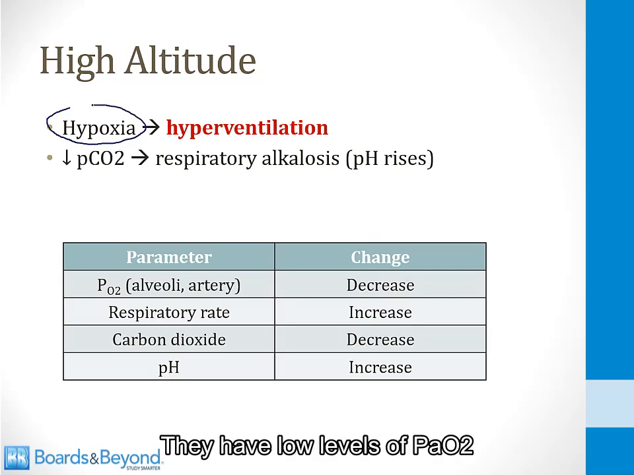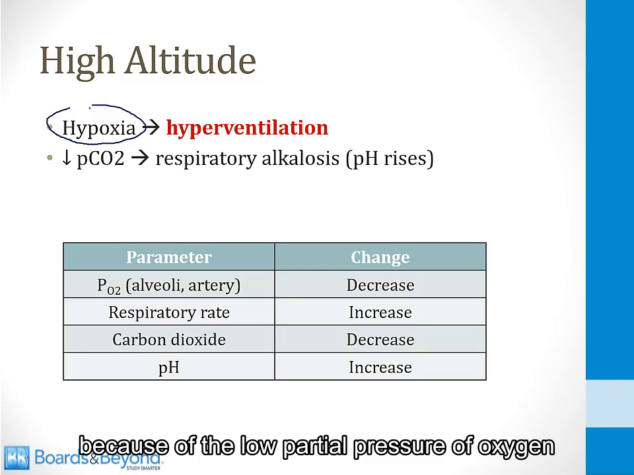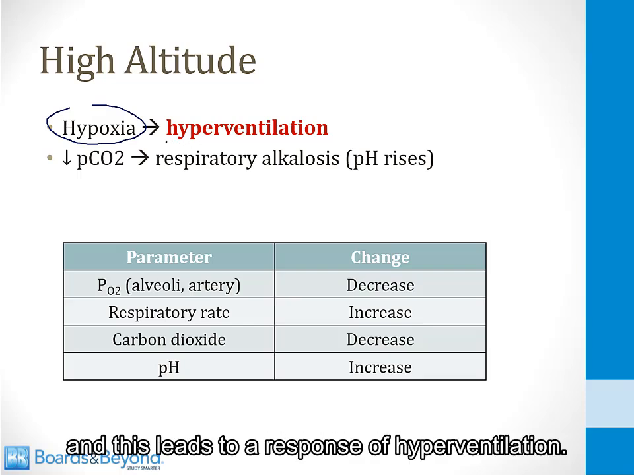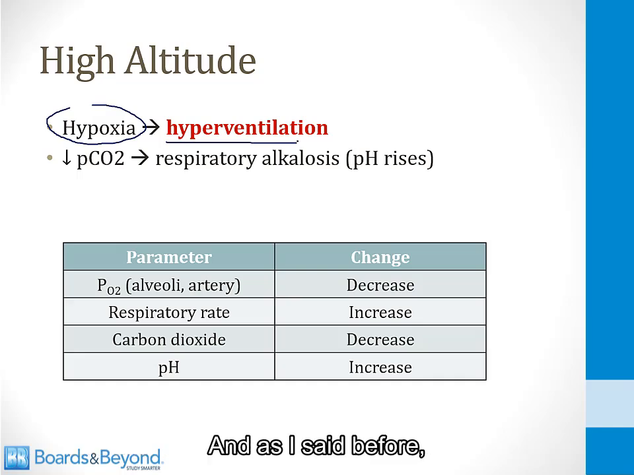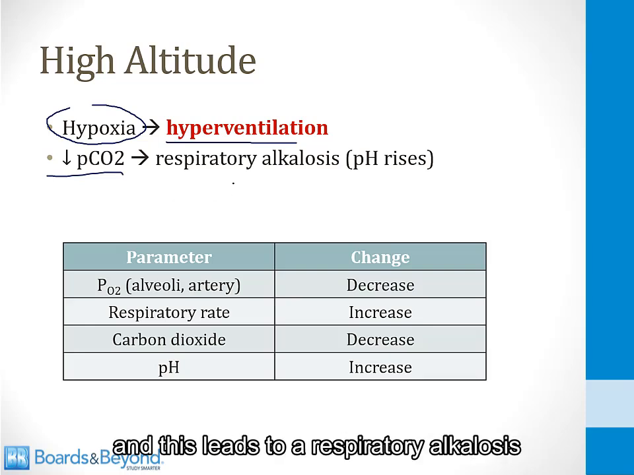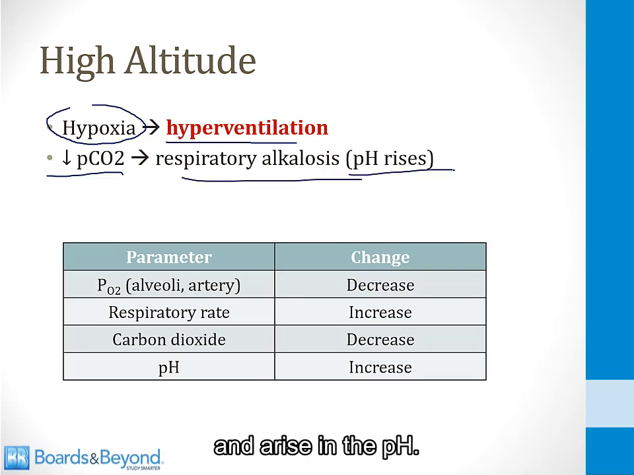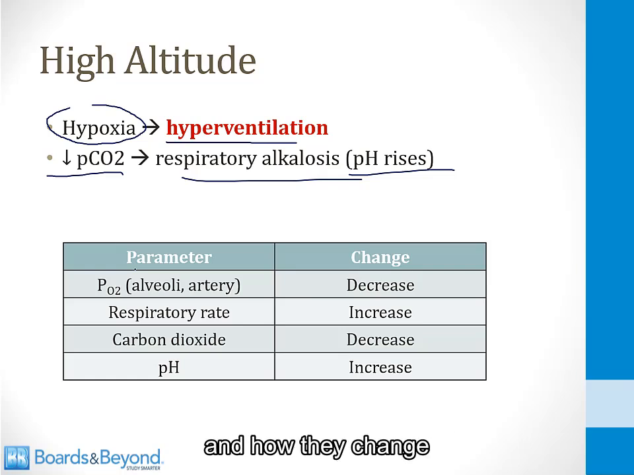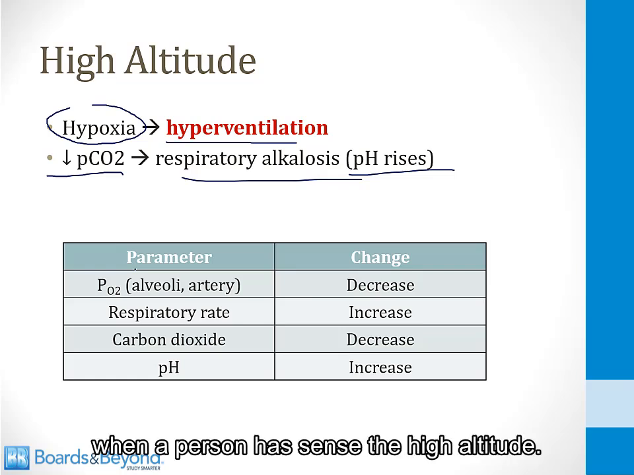The primary problem, therefore, at high altitude is that patients develop hypoxia. They have low levels of PaO2 because of the low partial pressure of oxygen at high altitude, and this leads to a response of hyperventilation. And as I said before, hyperventilation always leads to low PCO2, and this leads to a respiratory alkalosis and a rise in the pH. And I've summarized on this table here some of the most important respiratory and acid-base parameters and how they change when a person ascends to high altitude.